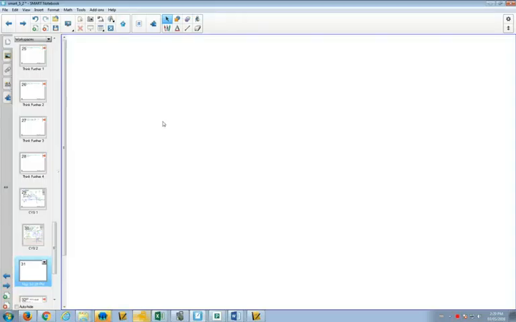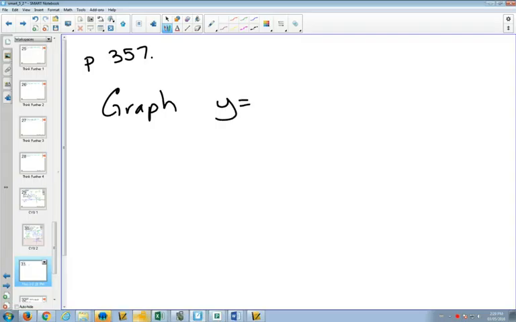So again, page 357, we are going to graph y equals e to the x and y equals 3e to the x minus 2 plus 1. So I want you to figure out 2 points.